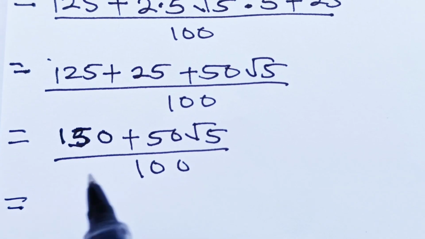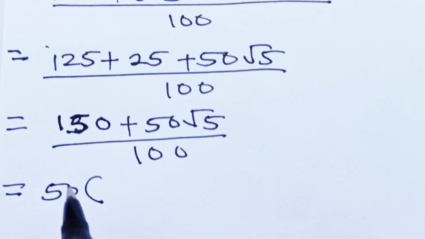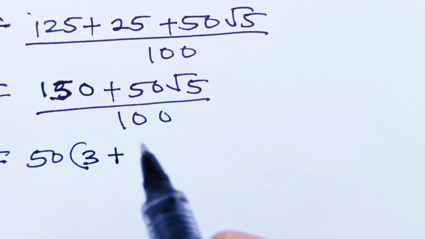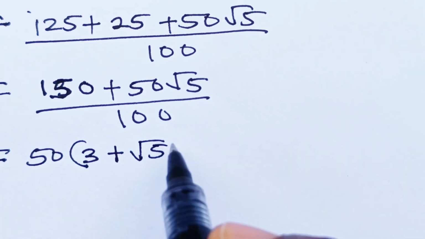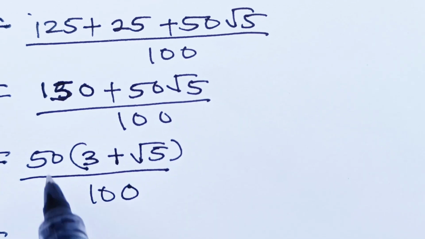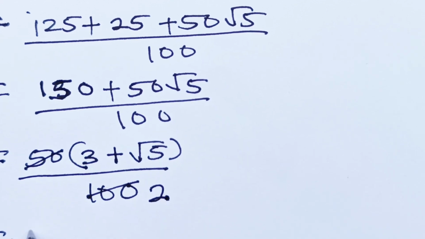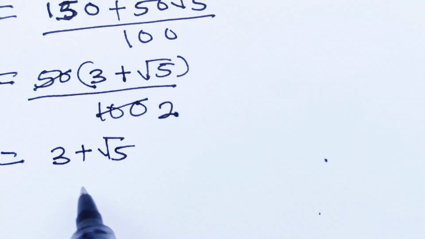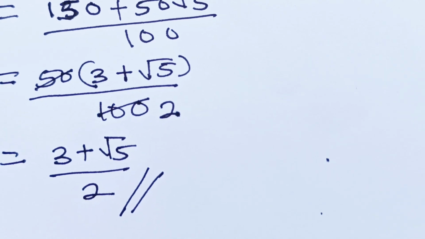Now, what do they have in common? They have 50. That is for the numerator. So let's factorize that out. Now, 150 divided by 50 will give us 3, plus 50 root 5 divided by 50, root 5 will remain, everything divided by 100. So this is equal to, when 50 divides 100, we are left with 2. So what we have left is 3 plus root 5 divided by 2, which is exactly what we got when we used the first method.